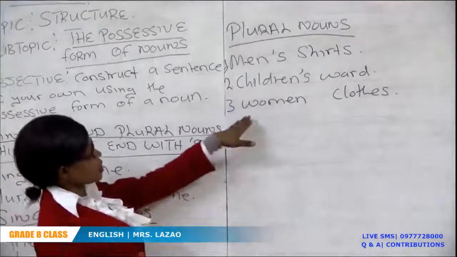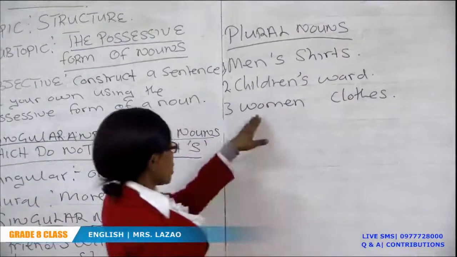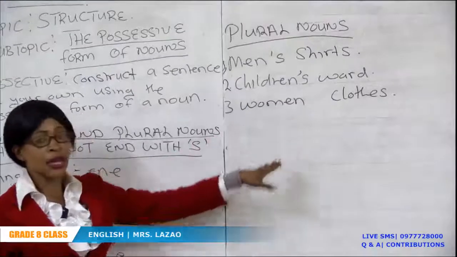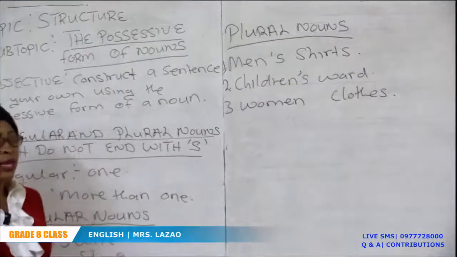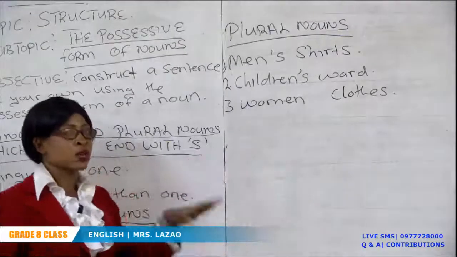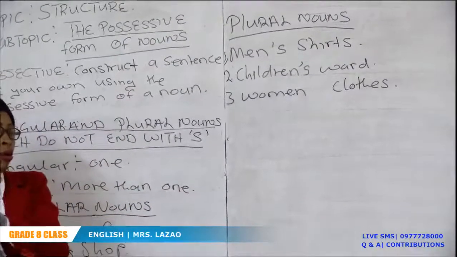Okay, the third one says women clothes. When we look at the word women, it is in the plural form. The singular is woman. So the plural form is women because we are talking about 2 or more.